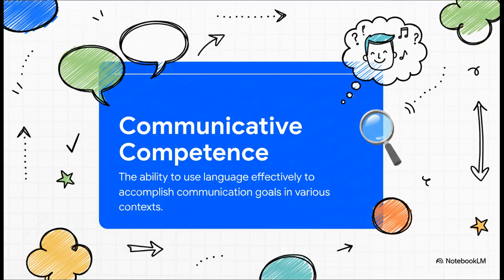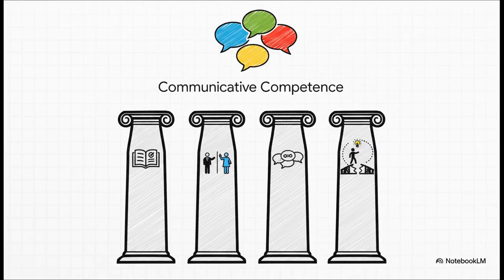It's about being understood, being appropriate for the situation, and getting your point across, whether you're just asking for directions or debating a serious topic. Later, other researchers broke this down into 4 key parts. First, you've still got grammatical competence. Yeah, you do need to know the rules. But then you add sociolinguistic competence, which is knowing when to be formal versus when you can be casual. There's also discourse competence, which is about knowing how to string sentences together to tell a story or make a point. And finally, strategic competence, which is basically your backup plan.